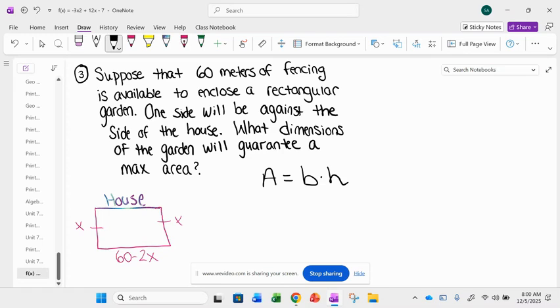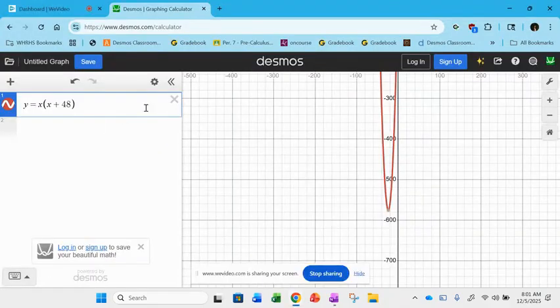Now, when we're finding the area, does it matter that it's up against the house for that part? No. So it's still just going to be base times height. So our area in terms of x, A of x, is going to be x times 60 minus 2x. And you could write the quantity of 60 minus 2x times x. Multiplication's commutative. It doesn't matter. Do I need to distribute in? No. Do I need to find vertex form? No. So let's go into Desmos and just type this in. We're going to have A of x is equal to x times the quantity of 60 minus x.